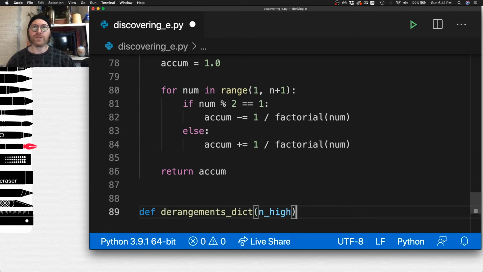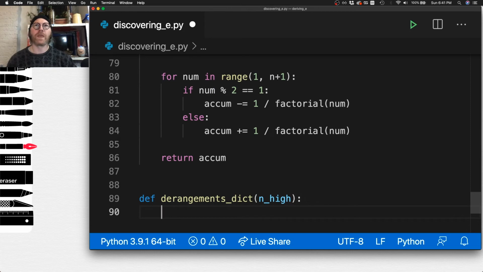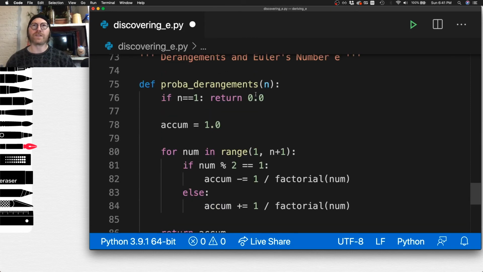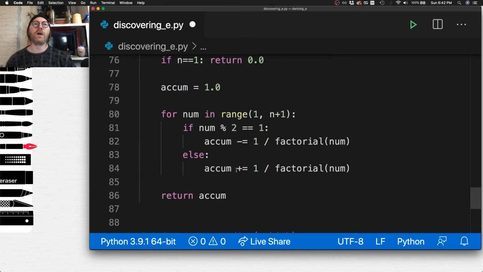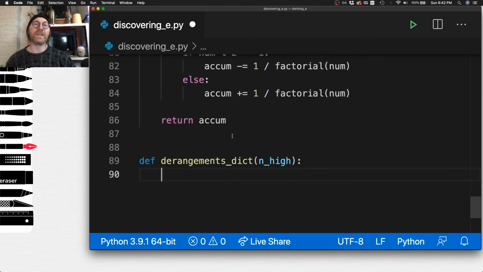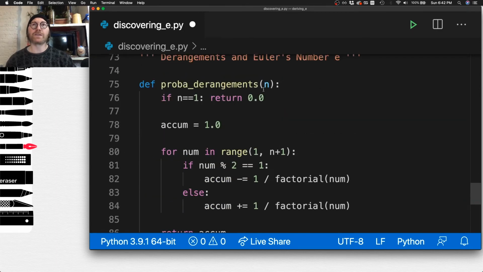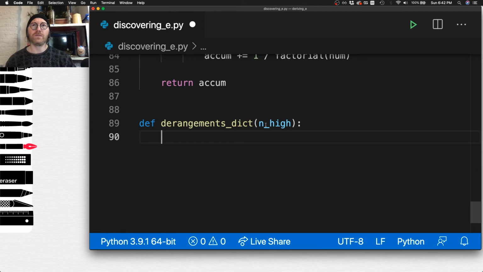And we'll go to n high. So n high, of course, is just we're going to populate a dictionary where the key is the number of derangements, and the probability is going to be the value for that number of derangements.